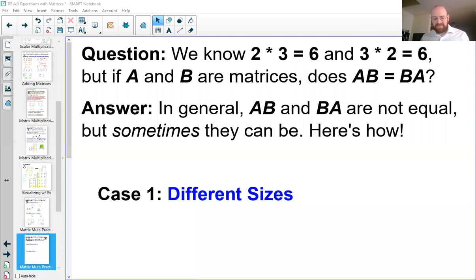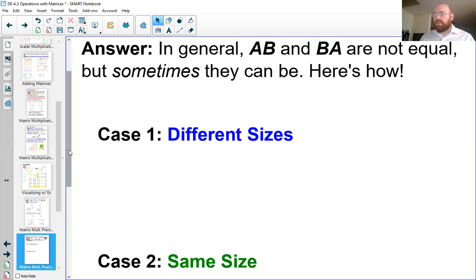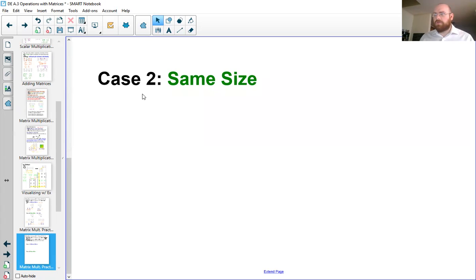So if you have spent some time thinking about the question from the last video about whether or not matrices commute, and you just can't figure it out, here's a video to explain what happens and why. So in general, AB and BA are not equal. Sometimes they're not even both defined, but sometimes they can be. And so we're actually going to start with the case where they're the same size.